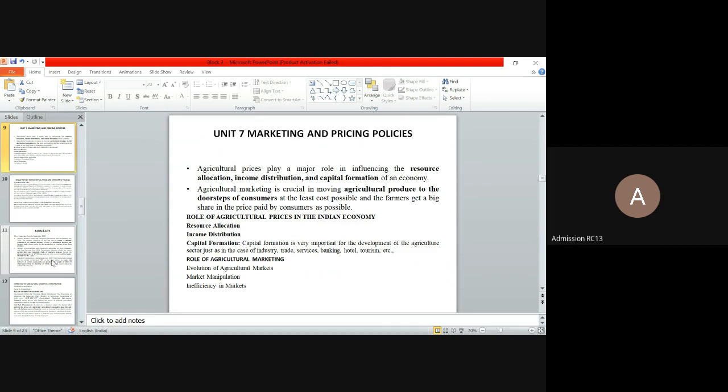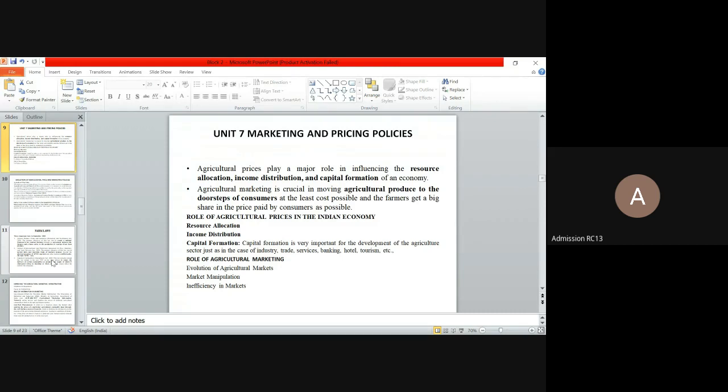Because if the price is high, the income of the consumer is affected, and if the agricultural selling price is high, the income of the farmer will be high. So vice versa, you can see that income distribution is affected. It is influenced by agricultural prices and capital formation as well. So this indirectly will have an impact on the economy of any country. Agricultural marketing, on the other hand, will take this agricultural produce to the doorsteps of consumers.